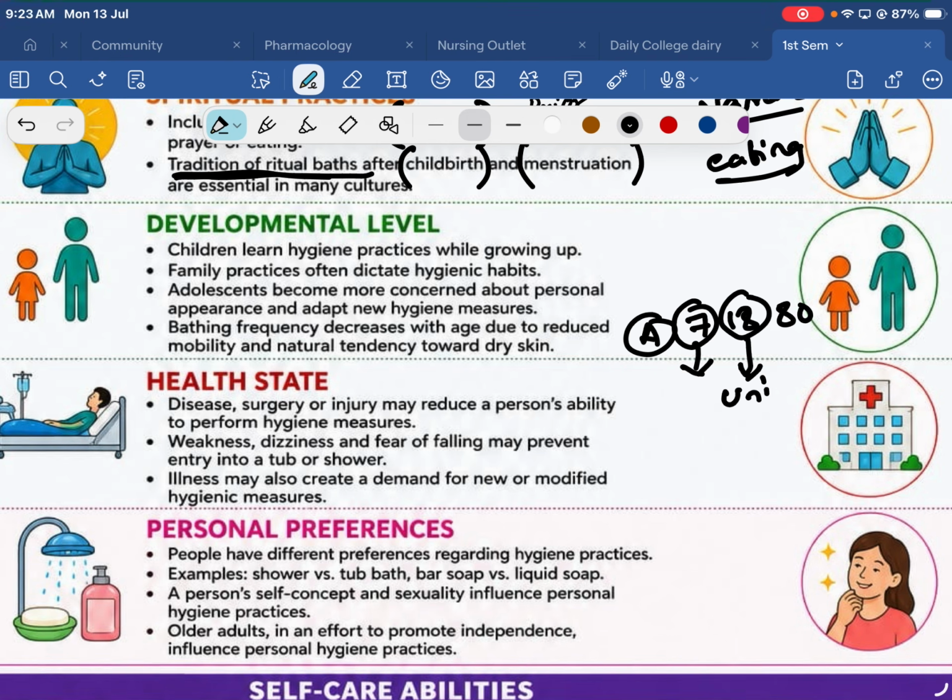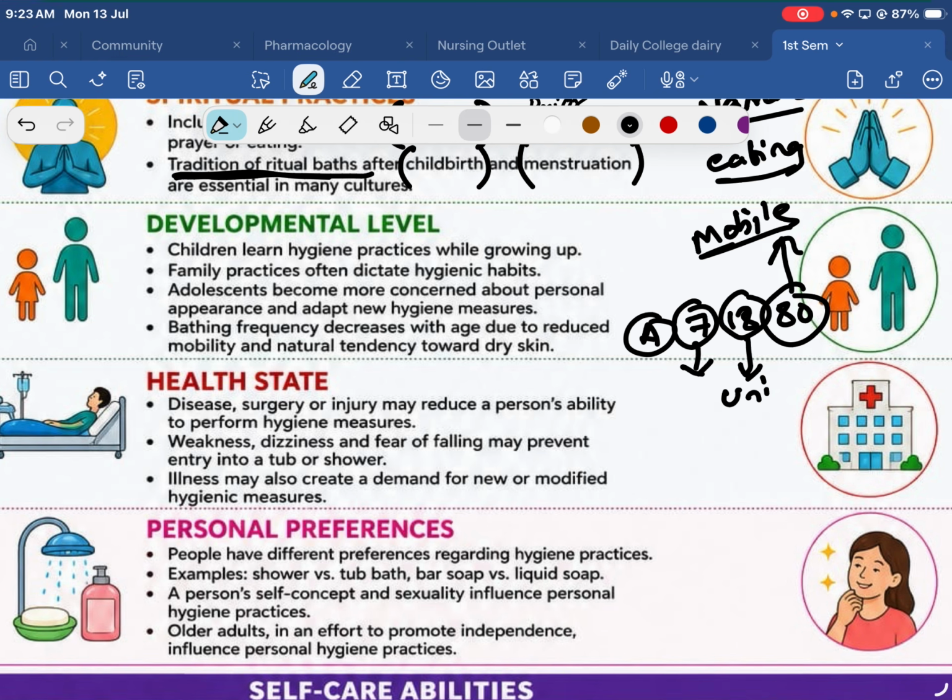Are you understanding? So coming to 80-year-old people, what will they do? Actually they are not able to be mobile, they can't move. Or if they wash daily, they will get pain, or scratches, or due to the dry skin they may get irritation also.